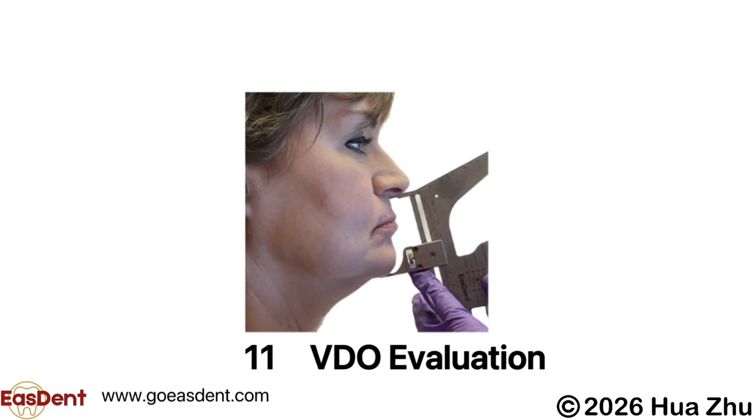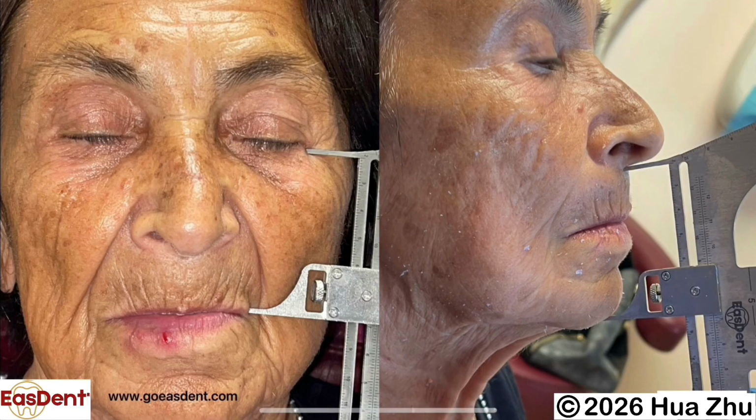VDO evaluation. The distance from the outer corner of the eye to the corner of the mouth should approximately equal the distance from the base of the nasal septum to the lower border of the chin when the patient is biting at centric relation and VDO. This provides a good starting point for establishing the correct VDO. The VDO should then be verified using the VDR, phonetic and swallowing tests, especially in Class 2 and Class 3 patients. Ask the patient if they feel comfortable with the bite.